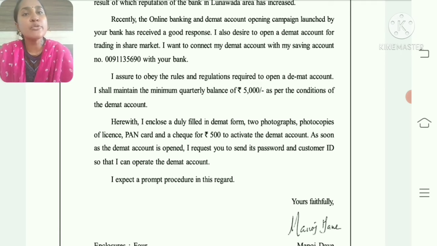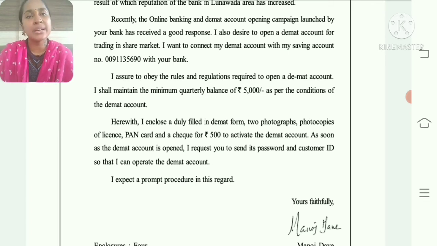2 photographs, photocopies of license, PAN card and a check for ₹500 to activate the demat account. As soon as the demat account is opened, I request you to send its passwords and customer ID so that I can operate the demat account.